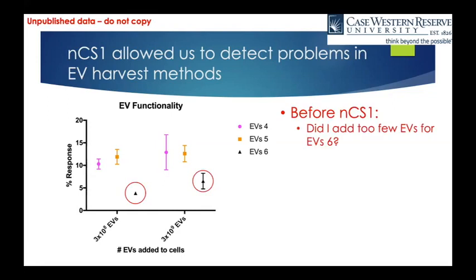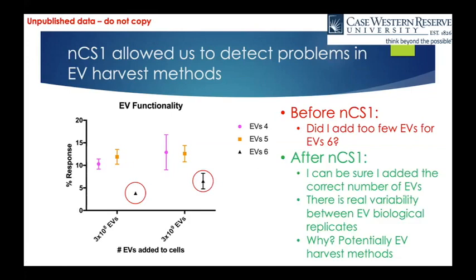So before, if we had not had an instrument to tell us the concentration of our extracellular vesicles, our first thought might have been, perhaps I added too few EVs of this EV6 condition, and that's why I'm getting a lower response compared to the other 2 biological replicates. But after having an instrument that can measure concentration of extracellular vesicles, we can be sure that we added the correct number of vesicles to this condition. And thus that tells us something about this independent biological replicate.